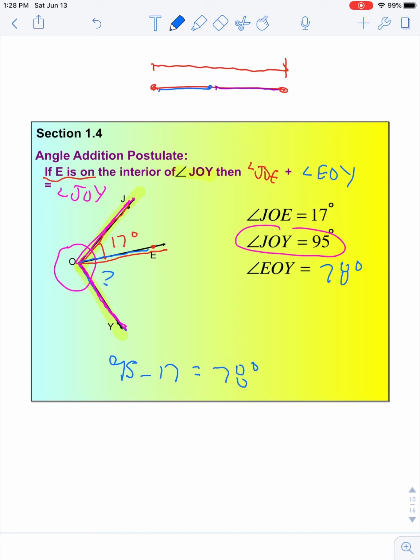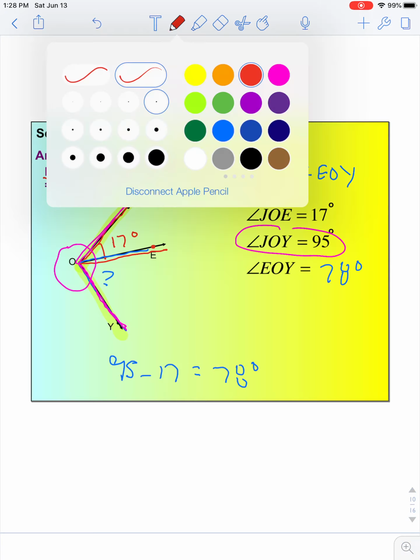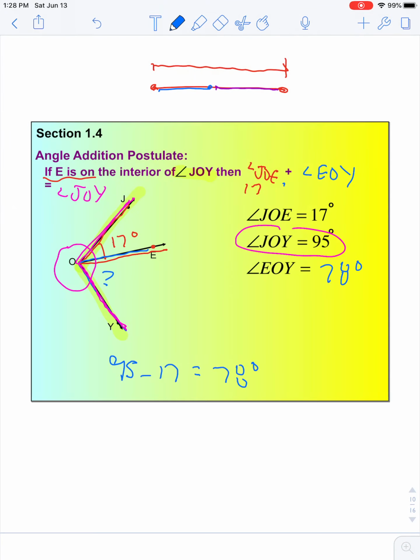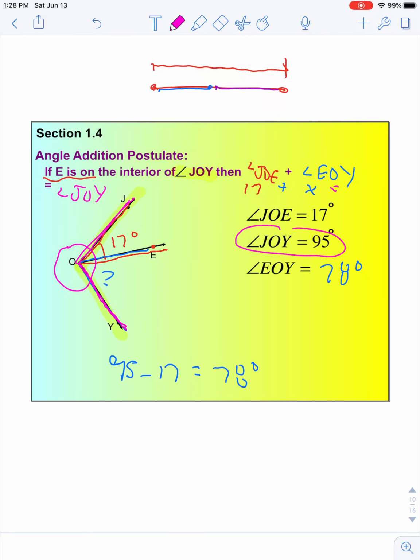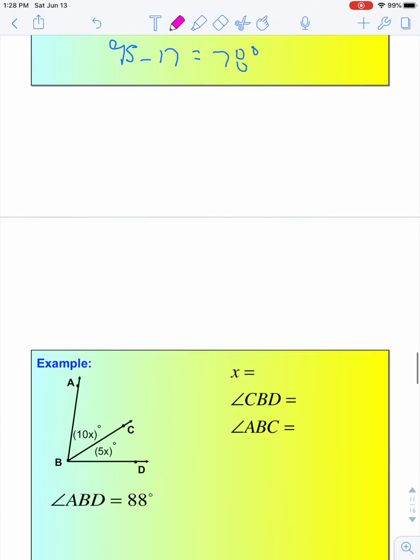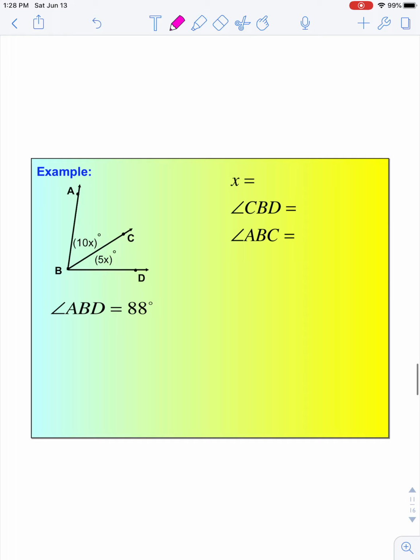Because we know JOY is 17, and here's another way to write an equation, 17 plus X, the unknown, EOY, but we know it has to equal 95. So you can just solve that equation. So angle addition, if you understood segment addition, it should be an easy transition to go to angle addition. So here's another example using algebra.